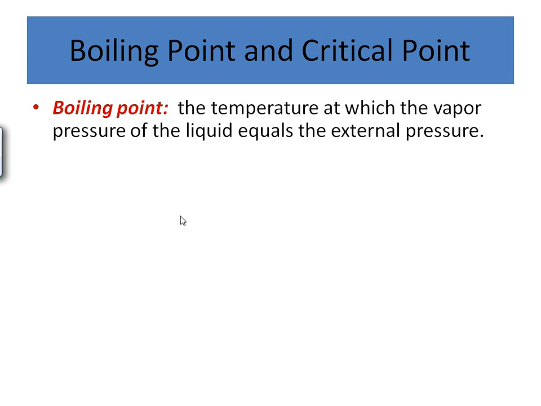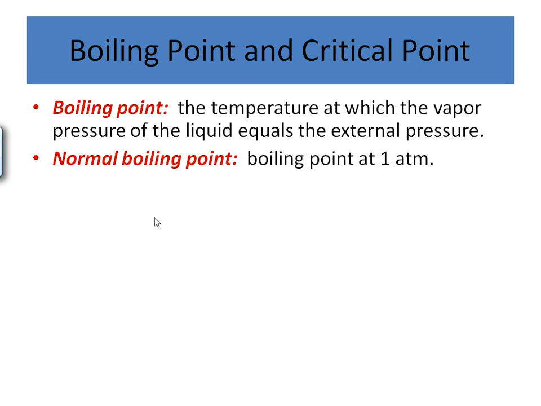Okay, we talked about this before. The boiling point is the temperature at which the vapor pressure of the liquid is equal to the atmospheric pressure. And the normal boiling point is the boiling point at 1 atmosphere of pressure. So you can use a phase diagram to determine what the normal boiling point is, as well as the normal melting point.